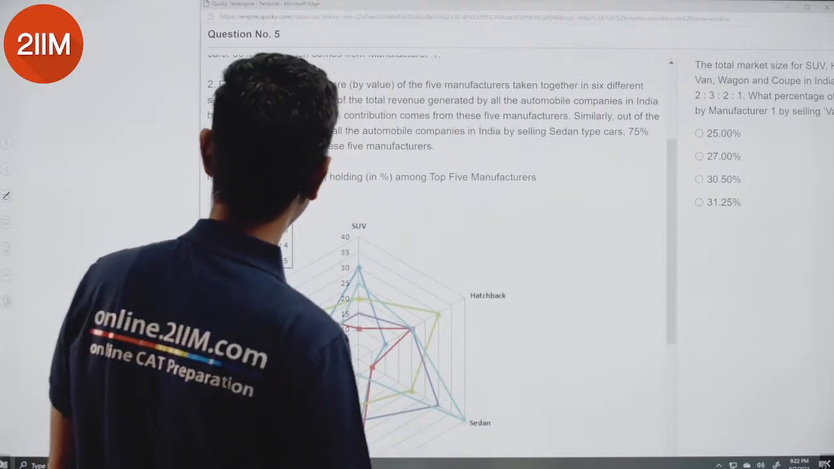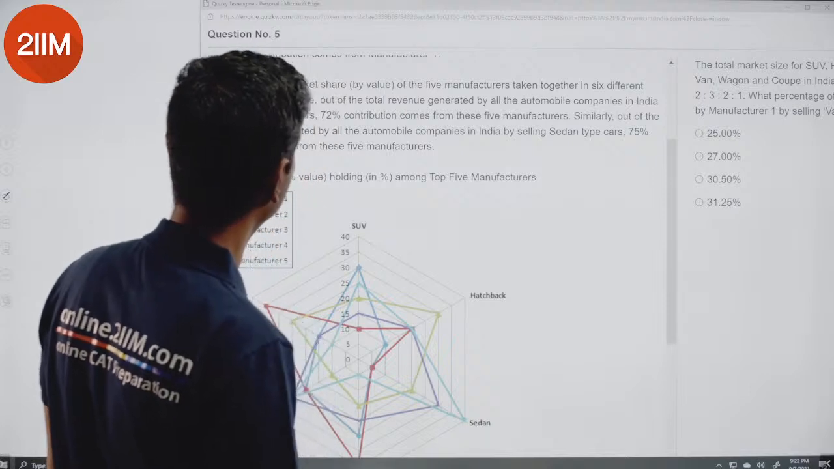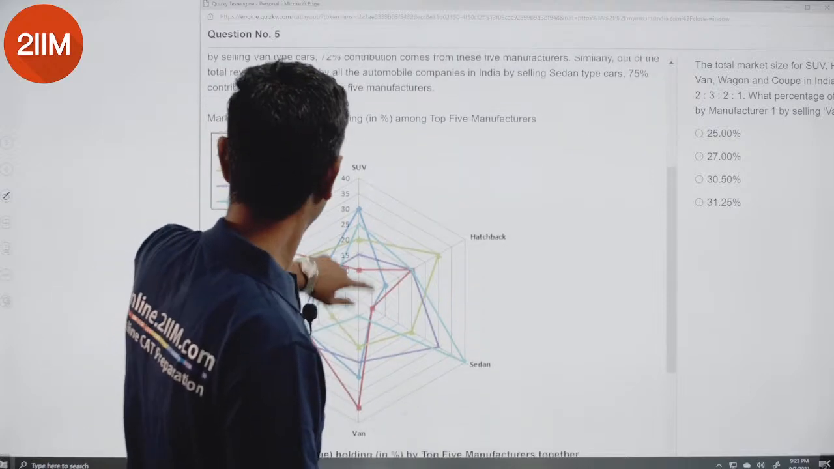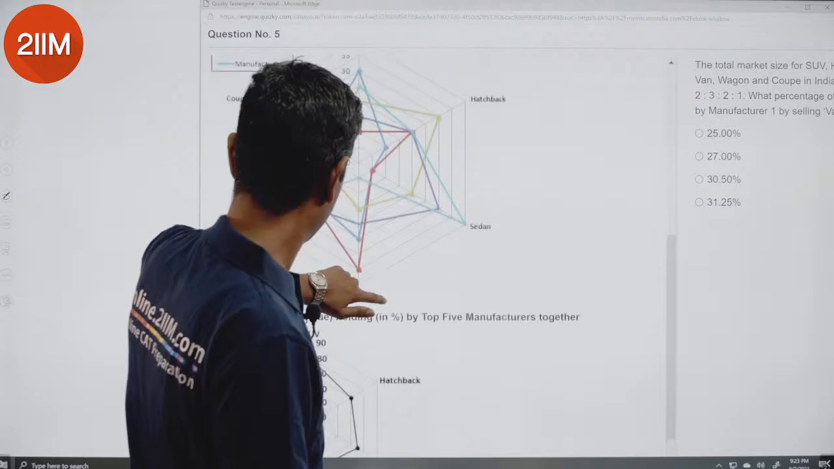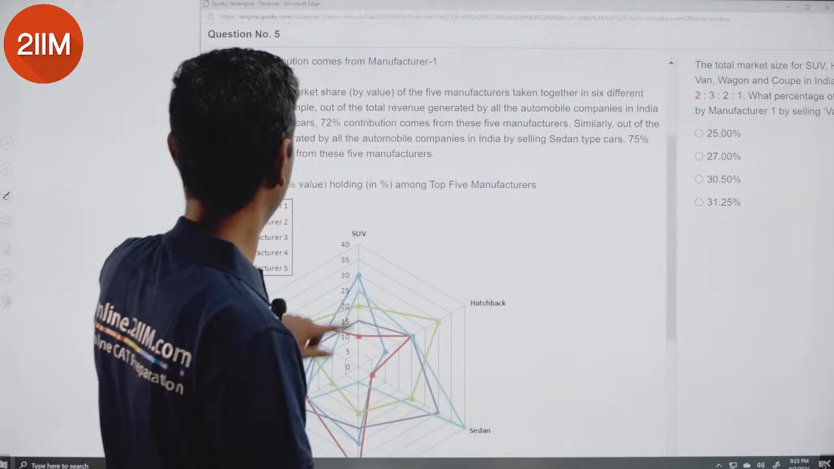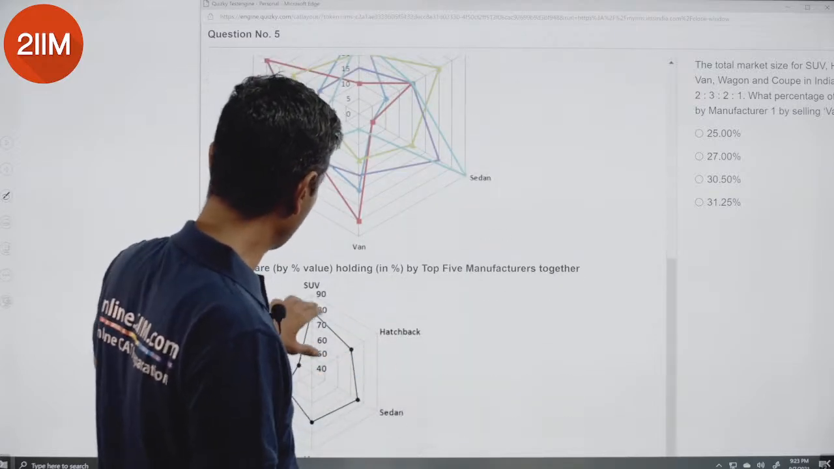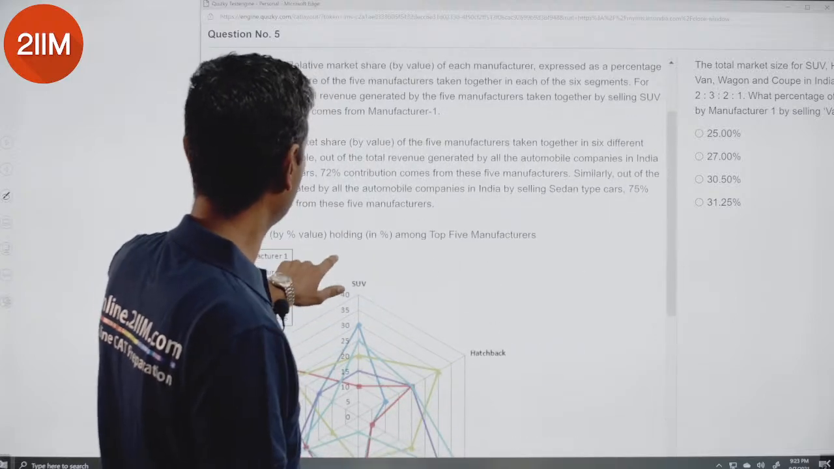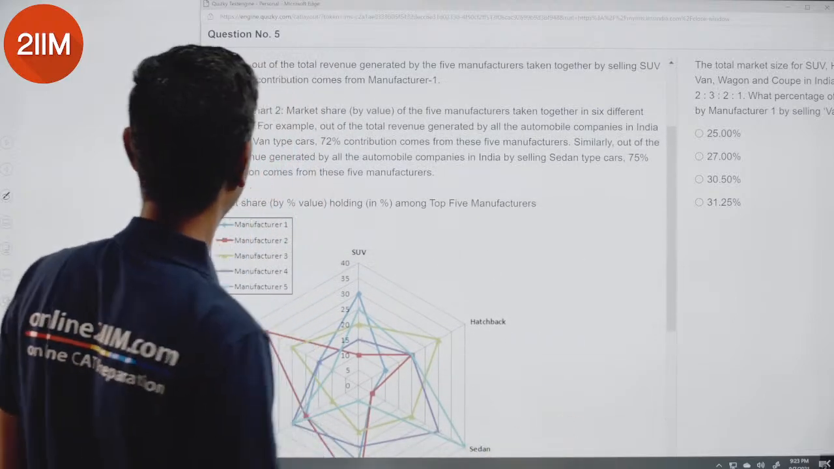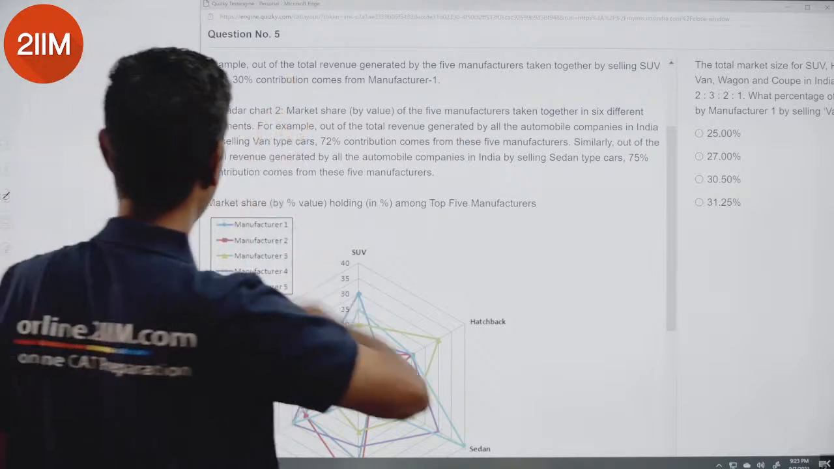Lovely. Radar chart 2, market share by value of the 5 manufacturers taken together in 6 different segments. Okay. Lovely, lovely. This is easy. This gives the overall share. What is SUV of the big 5? This goes inside and talks about this. Nice. I really like this. I hope this is as easy as it promises to be.